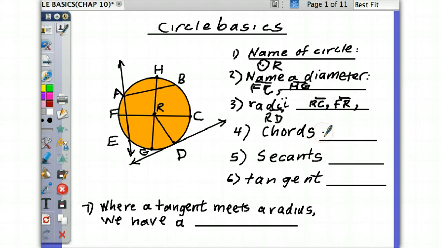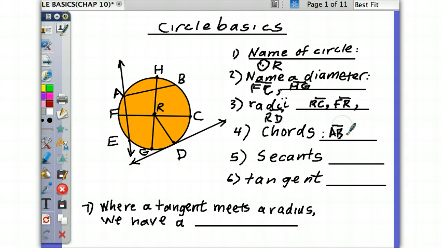A chord. Let me see if anybody knows what a chord is. It's not musical. Josh, you remember what a chord is? A chord is a segment that starts on the circle and goes to another point on the circle. So this, AB, is one. It's going to be two letters.